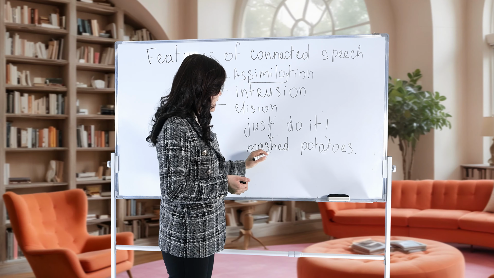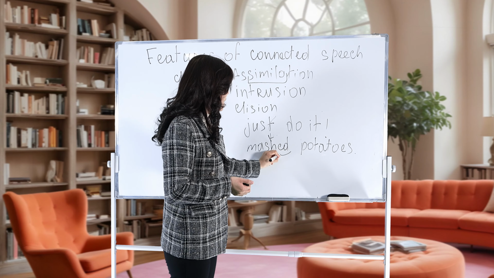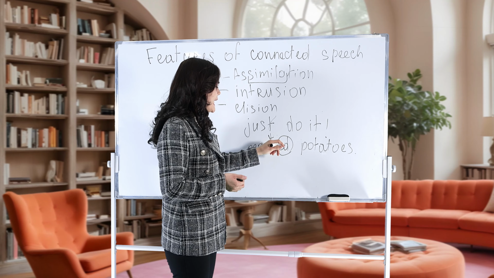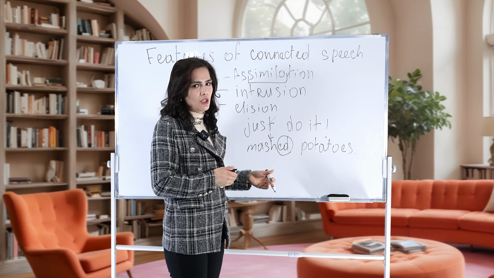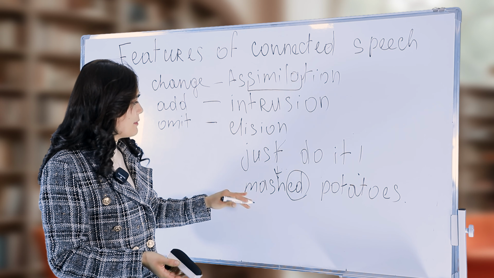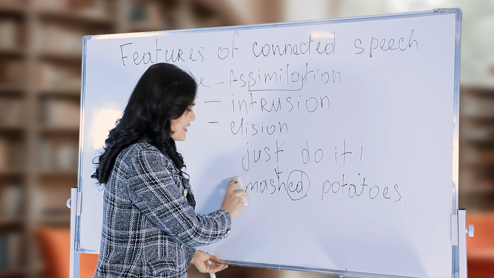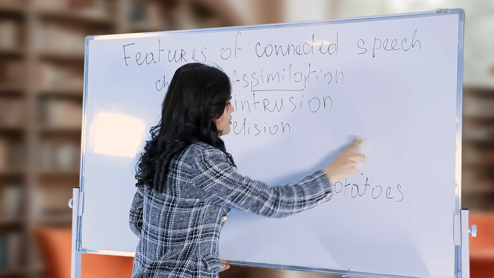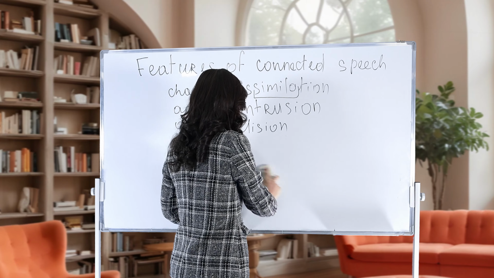So here you can see mashed potatoes, mashed potatoes. Here you can see the last part of this word, mashed. The ED is omitted in your fluent speech: mashed potatoes. Okay, here you can see two examples for elision. In conclusion, we can say that elision is for the situations when you omit sounds in your fluent speech.